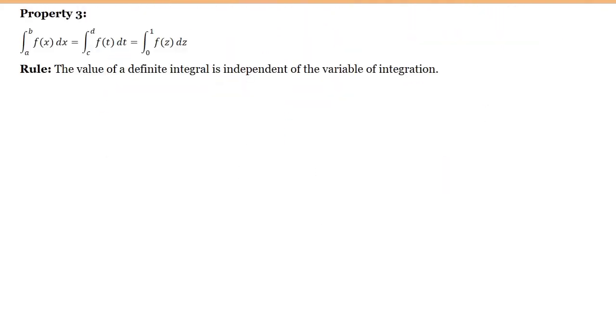Property number 3, so we have here the integral of the function f of x dx from a to b is equal to the integral of the function f of t dt from c to d, which is equal to the integral of the function f of z dz from 0 to 1. So the rule here is the value of a definite integral is independent of the variable of integration.